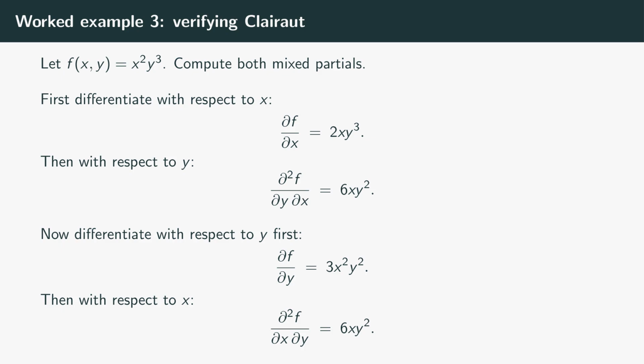Other order. Partial with respect to y first, x squared is constant. Derivative of y cubed gives 3y squared, so we have 3x squared y squared. Differentiate that with respect to x, 3y squared is constant. Derivative of x squared is 2x, product is 6xy squared. Identical, 6xy squared either direction. Clairaut works on every polynomial, every elementary function, every smooth function you will ever meet in practice. Do this once in the open and you'll trust it forever.